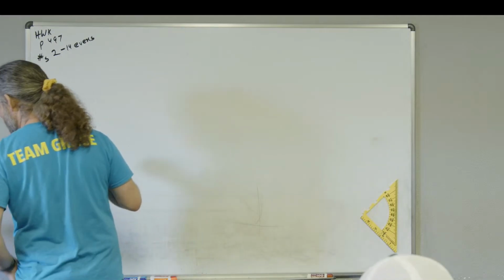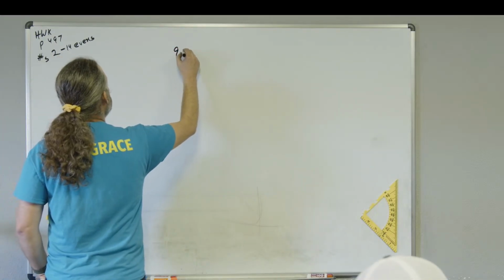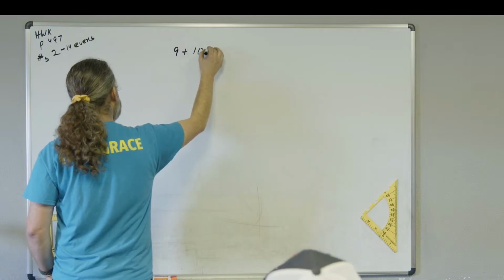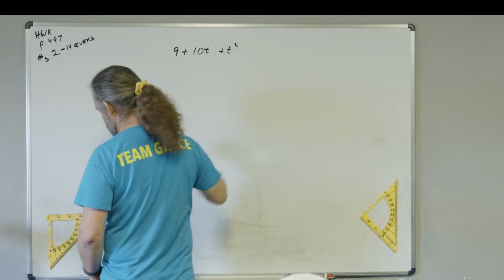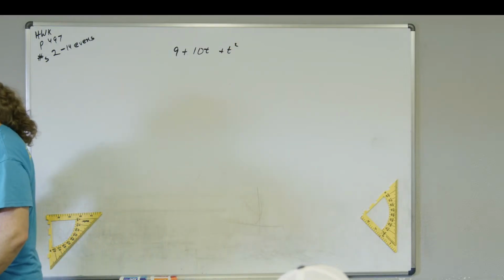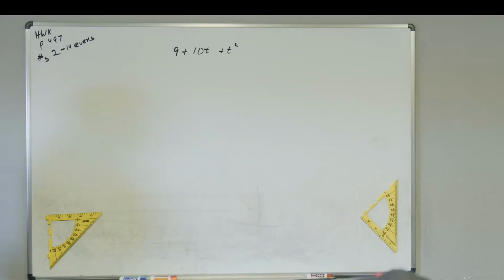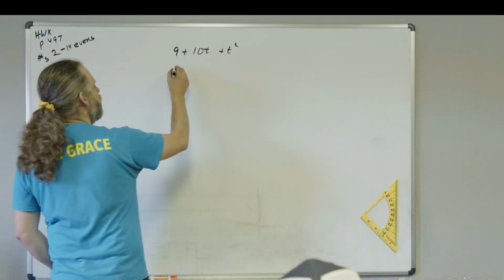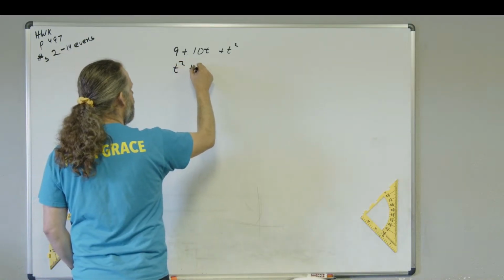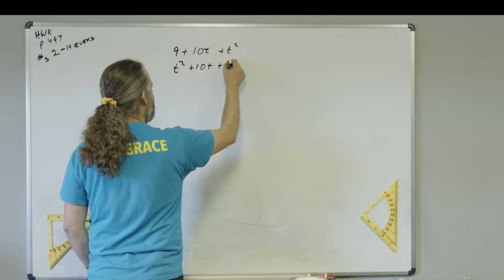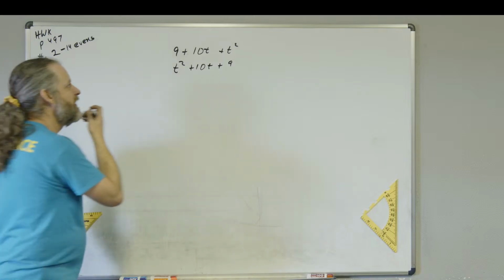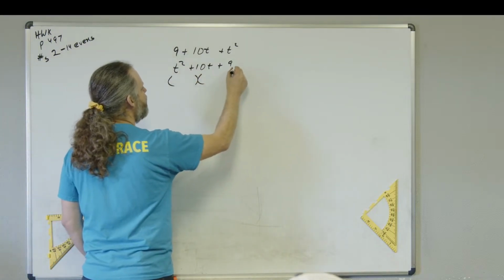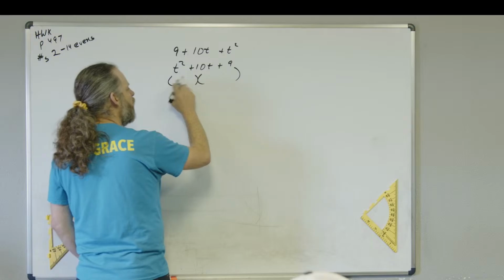Let's do 9 plus 10t plus t squared. So this one, in order to factor this, we need to write it in descending order. So t squared plus 10t plus 9. What is step 1? Draw a set of parentheses. 2 sets of parentheses.